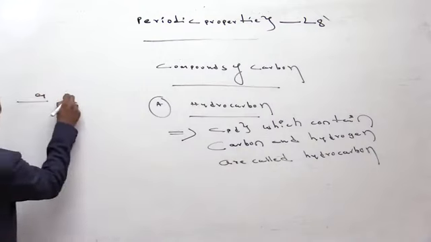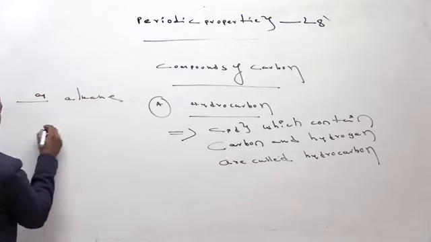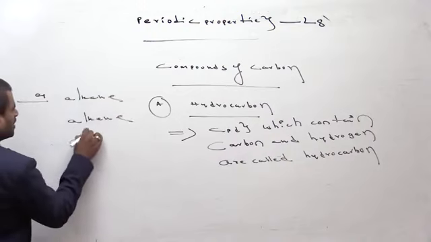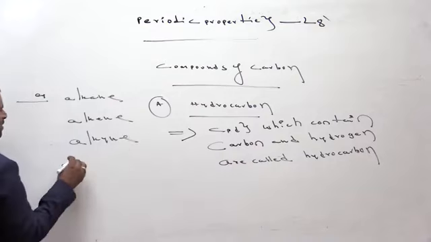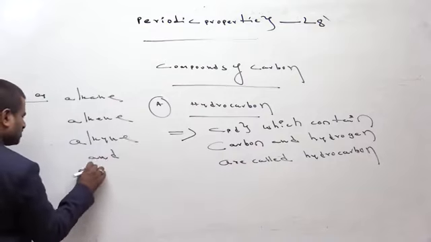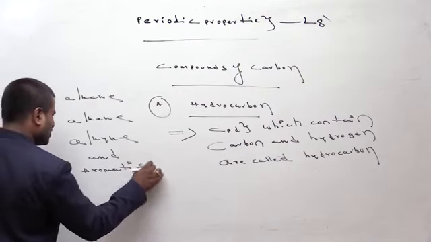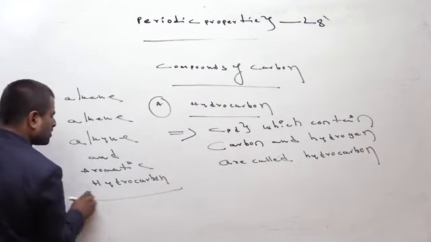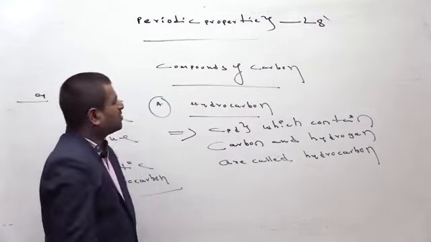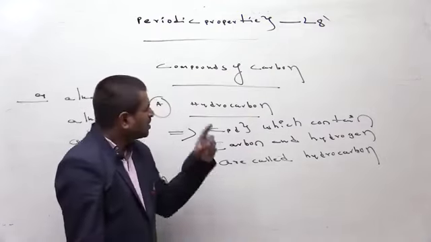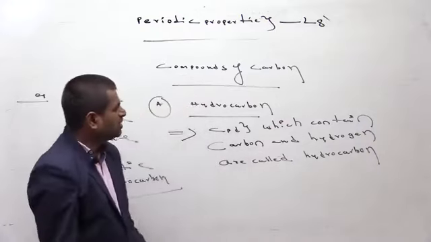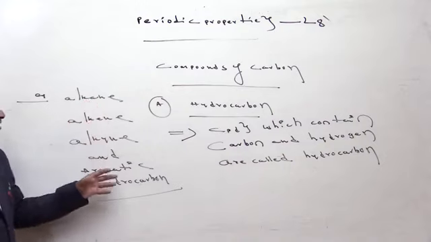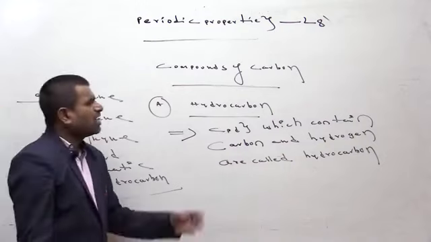Examples of hydrocarbons: alkane, alkene, alkyne and aromatic hydrocarbons. Remember the definition: compounds which contain carbon and hydrogen only are called hydrocarbons. Examples are alkane, alkene, alkyne and aromatic hydrocarbons.